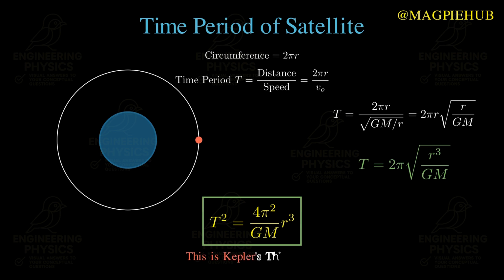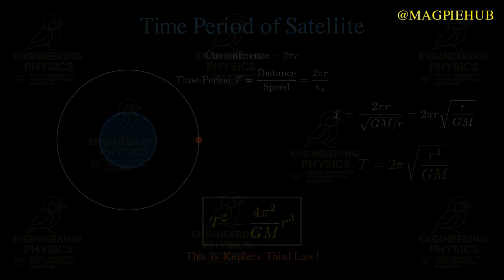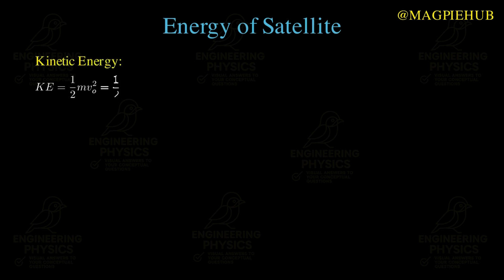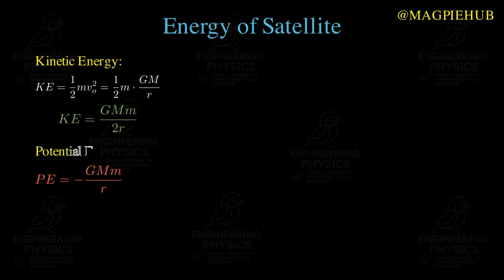Finally, let's understand the energy of an orbiting satellite. Kinetic energy, KE equals half m v_o squared equals GMm by 2r. Potential energy, PE equals negative GMm by r. Total energy, E equals KE plus PE equals negative GMm by 2r. Important relationships to remember. KE equals negative E. PE equals 2E. And magnitude of PE equals 2 times KE. Total energy is negative, showing the satellite is bound to Earth. If total energy becomes 0 or positive, the satellite escapes.